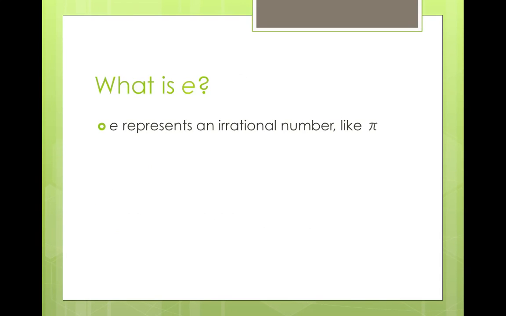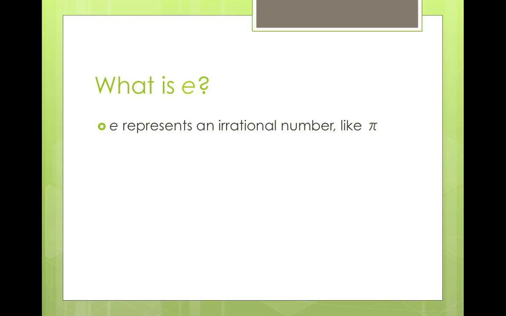So first of all, what is e? E represents an irrational number, very much like what pi does. The e is simply a symbol that represents a number, just like pi is a symbol that represents a number. Pi is actually a Greek letter. So we're using it as a symbol to represent a number that's very difficult to write. Same thing with e.